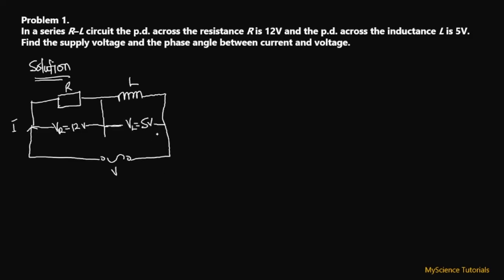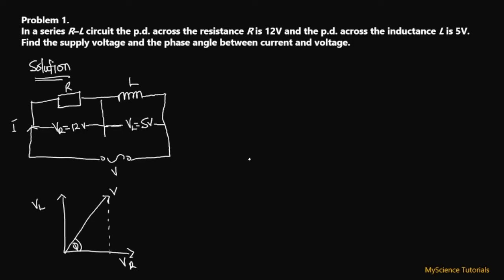All right, so now that we have this circuit diagram, we've been asked to find the supply voltage, which is the phasor sum of these two guys over here, and also find the phase angle. That is, so if we draw the phasor diagram, we're going to have something that looks like this. We'll have our VR over here, and then we have our VL over here, and then this V will be here, and this angle is what we are supposed to find.